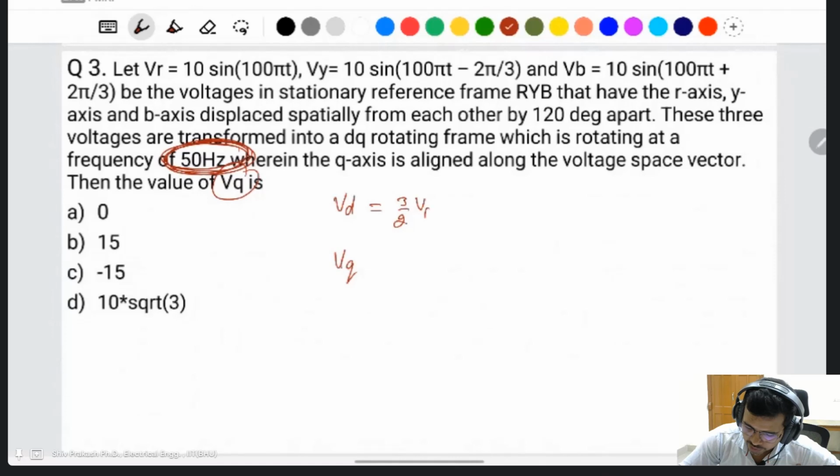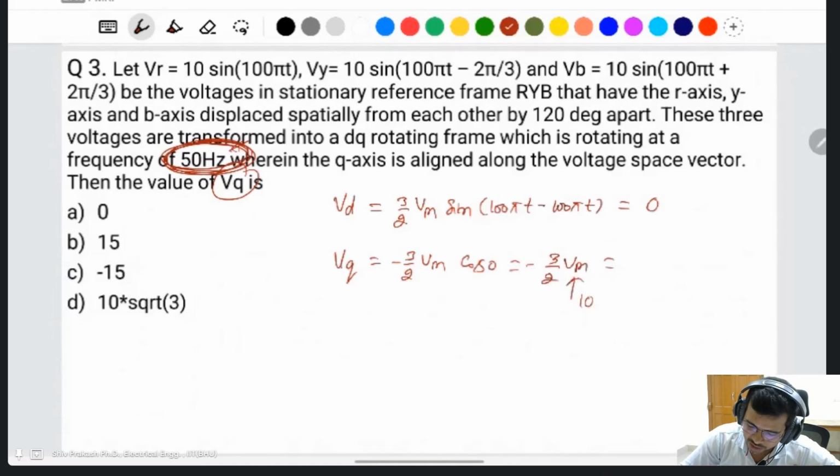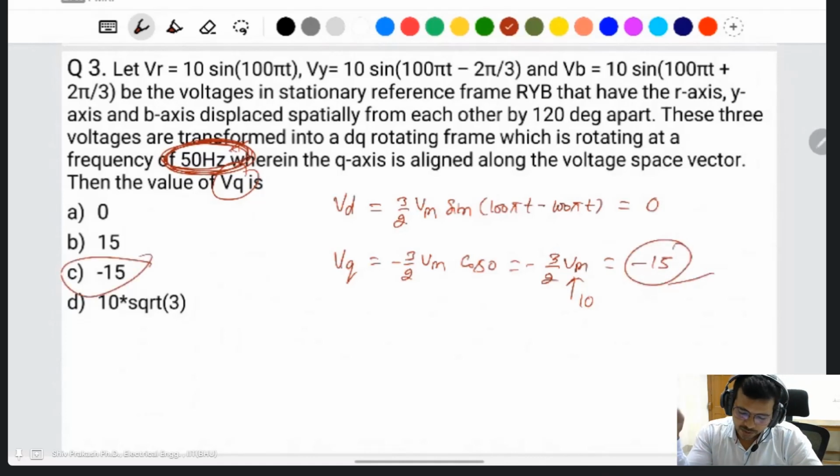Three by 2 Vm sine 100 pi t. If this is 50 hertz, with 2 pi f t, theta will also be 100 pi t, so Vd is 0. Vq is minus 3 by 2 Vm cos 0, which is minus 3 by 2 Vm. Already calculated, Vm is 10, so it will be minus of 15. This is Vq.